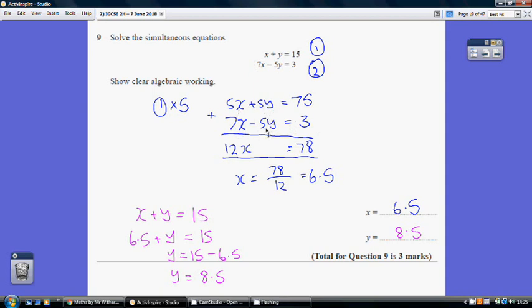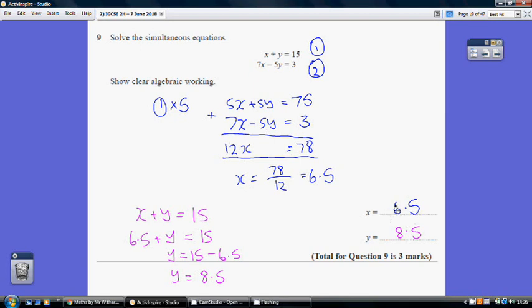Now in order to eliminate the y's, because the signs of the y's are different, I'm going to have to choose to add these two equations together. So 5x plus 7x is 12x. 5y added to minus 5y is nothing, and that's the whole point. We wanted the y's to eliminate. And 75 add 3 is 78. So 12x equals 78. So divide both sides by 12. We get x being 78 over 12, which is 6.5.